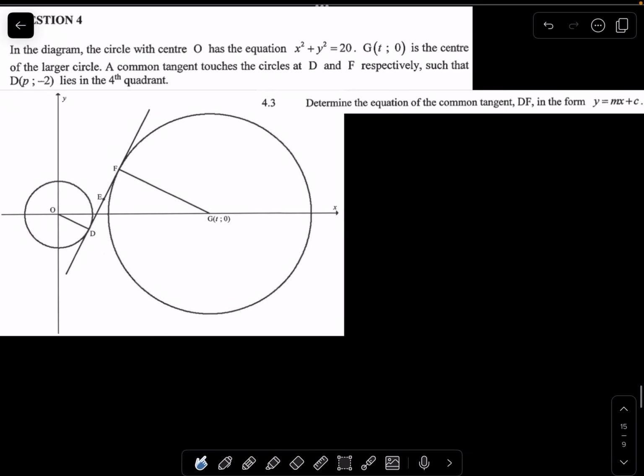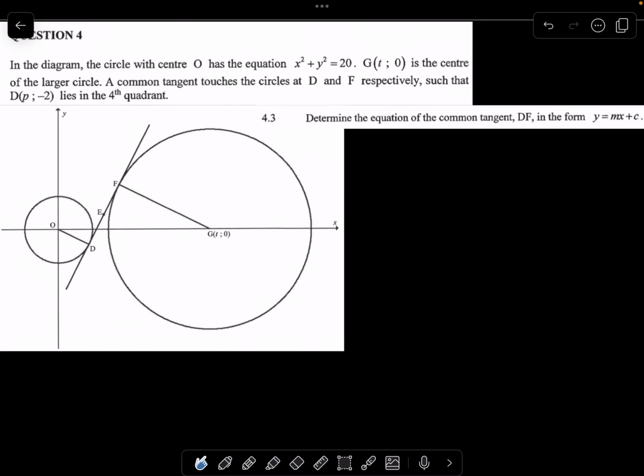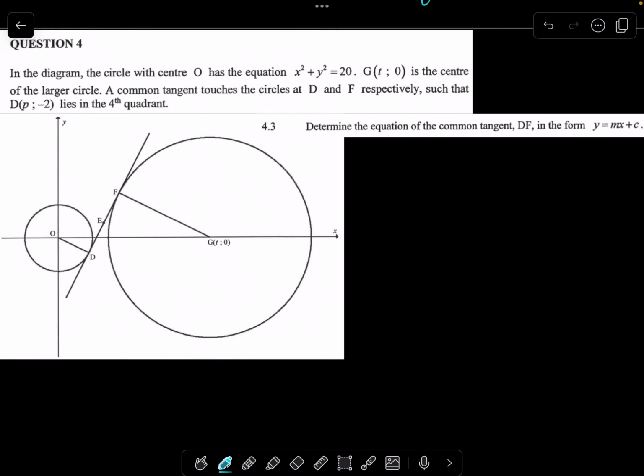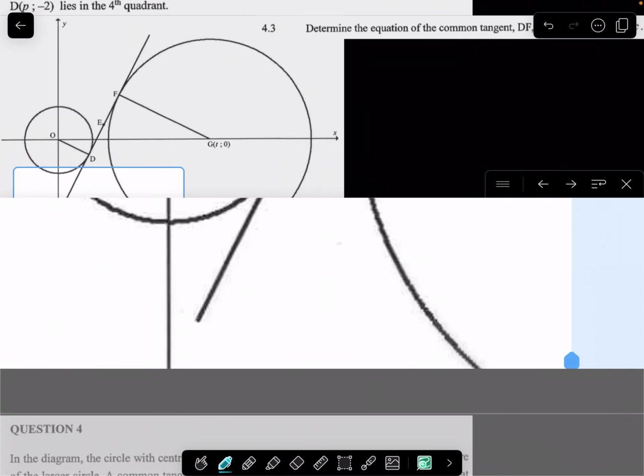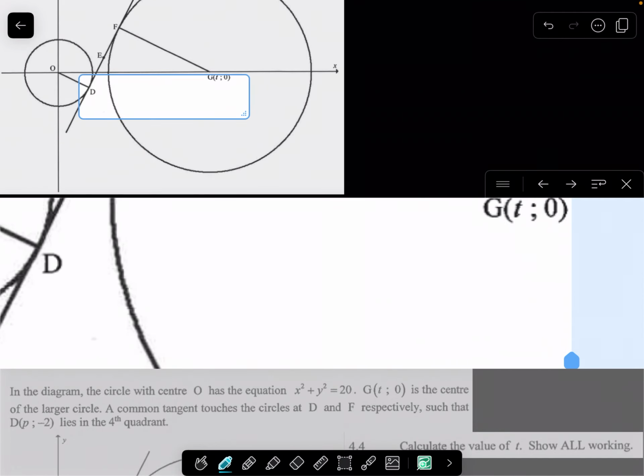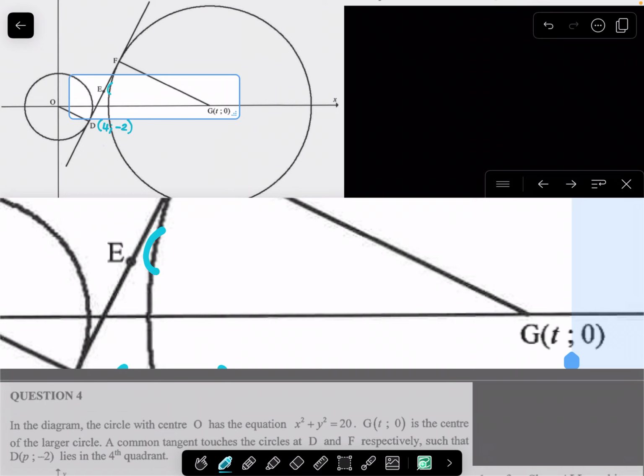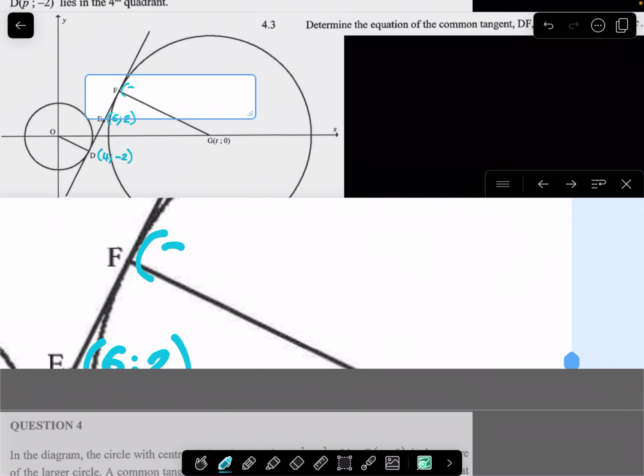Okay, moving along. Let me get my zoomy thing, so much easier to write small things using that tool. So we now know our D is 4 and negative 2. E, we were told, is 6 and 2. And then F, we have now found, is 8 and 6. Yep, that looks right.